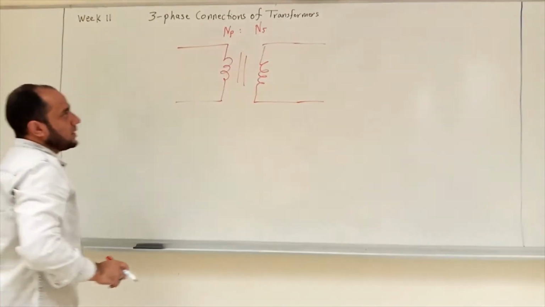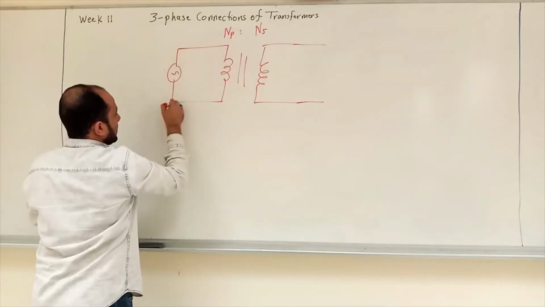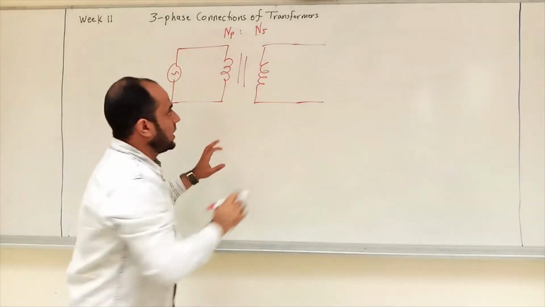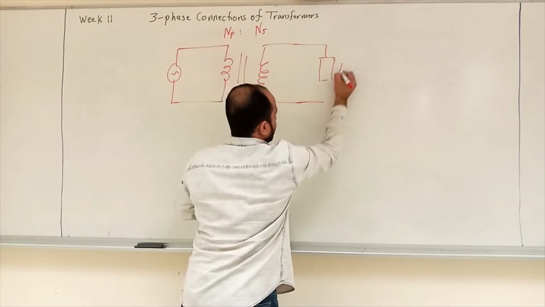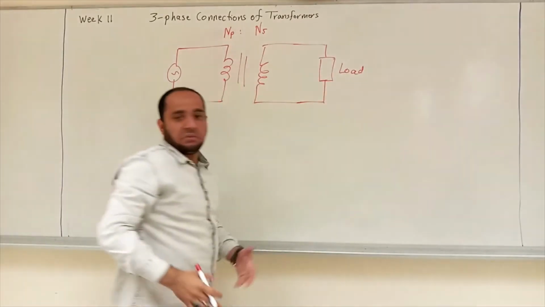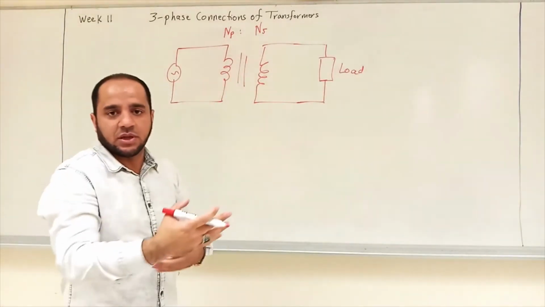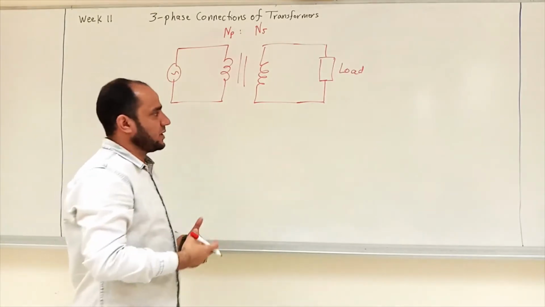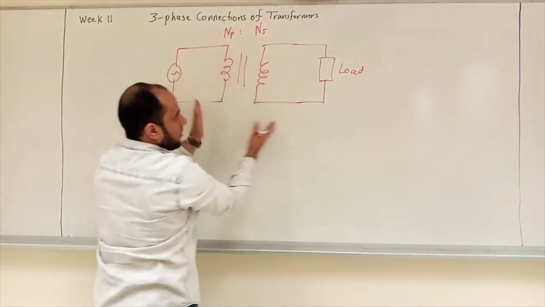Okay? So simply here, let's put a source, so we can connect an AC source here, and here we will connect a load. That's a load, right? And this load could be a resistive load, could be an RL load, like motors, for example, inductive resistive loads, the equivalent circuit of motors, and so on, right? So here we're going to be focusing on the transformer side.